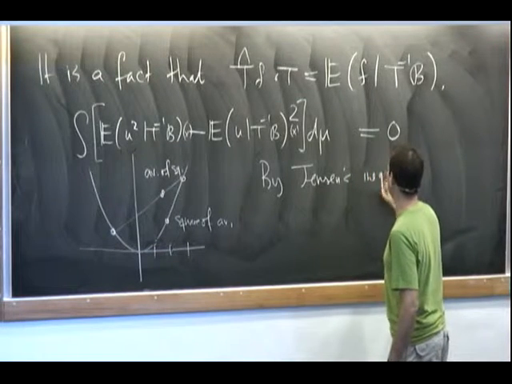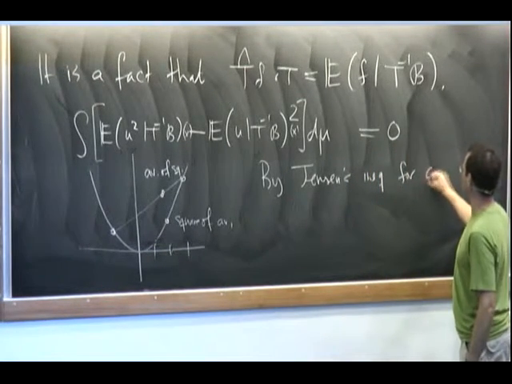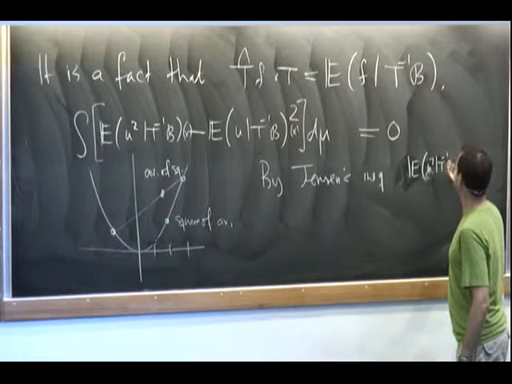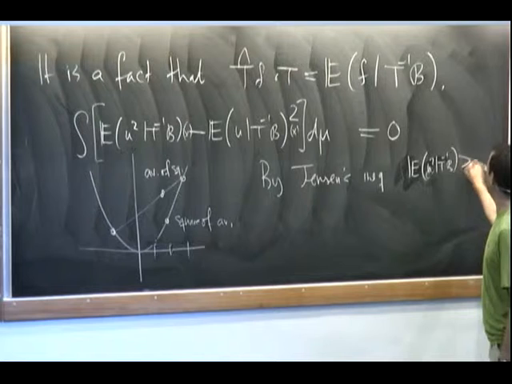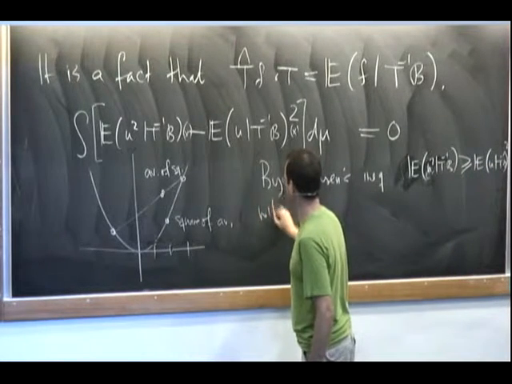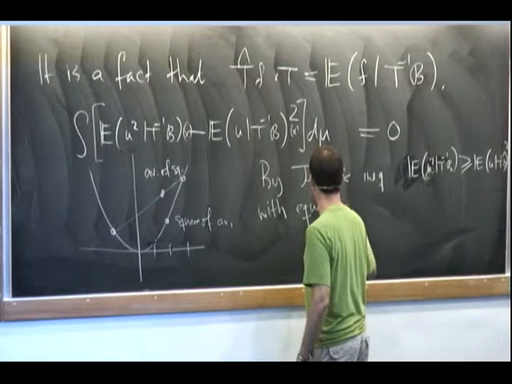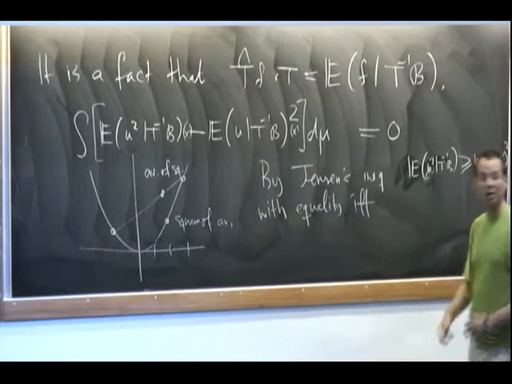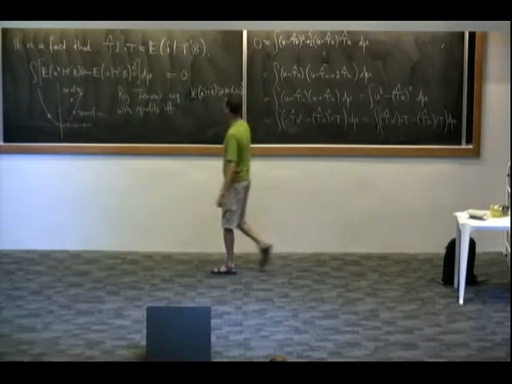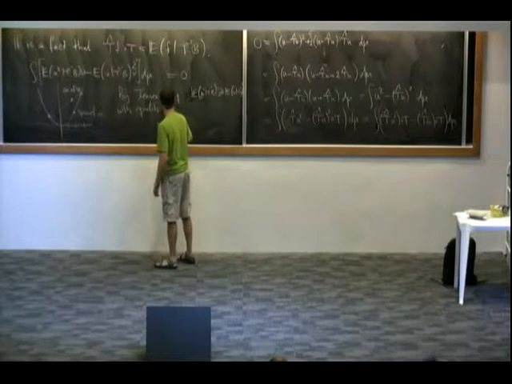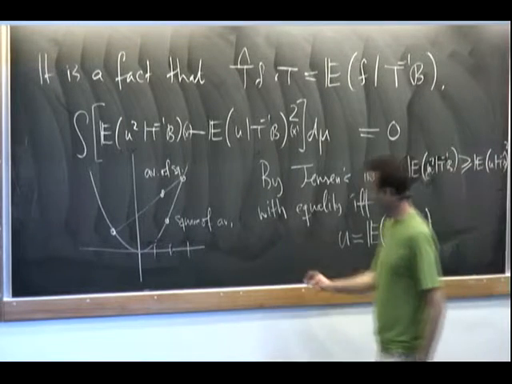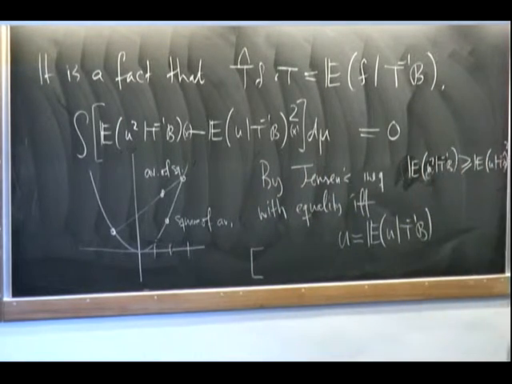so by Jensen's inequality, the average of the square is always bigger than the square of the average. And there is an equality if and only if you are averaging a constant. When does the conditional expectation average a constant? When what you are averaging is measurable with respect to the sigma algebra. So if and only if u is equal to the conditional expectation.